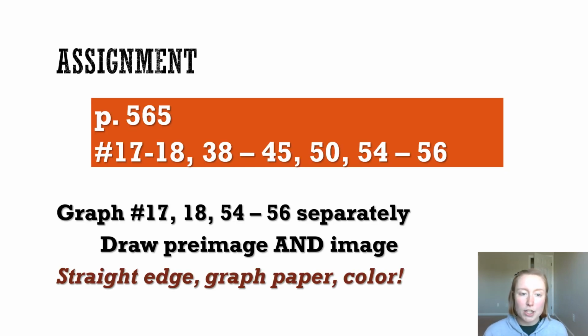So your assignment is page 565, and there are the numbers right there. I would ask you please to graph 17, 18, and 54 through 56 separately. There's several rotations that happen in the same graph, and typically I have students trying to graph like 5 rotations on the same graph, and it's very unclear for me to look at. So please do the pre-image and image individually for each of those graphs. Remember to please use a straight edge and have nice straight clean lines. Use some graph paper, color your images, etc.